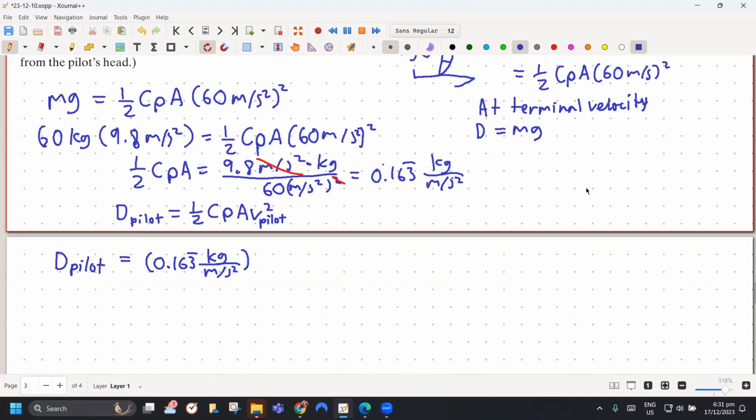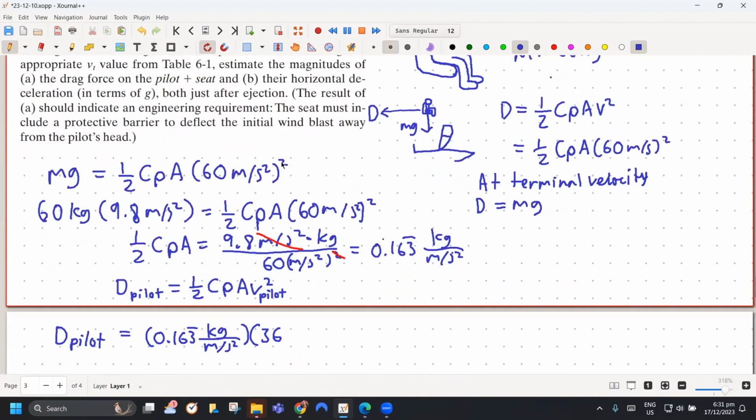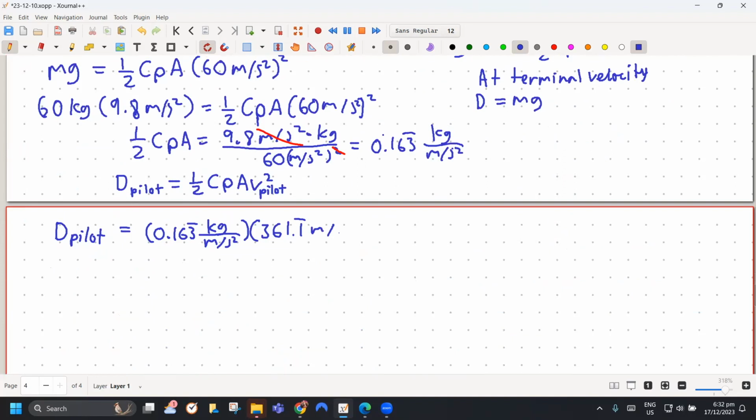Okay, times V, what's the speed of the pilot? 361 meters per second, right? You have to square that. Wait, there's a square, right? Because the drag is proportional to V squared. So, please check your calculation.